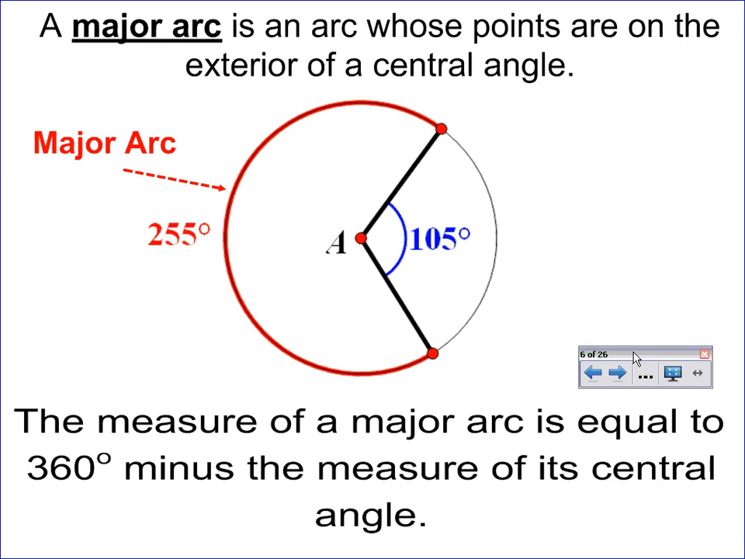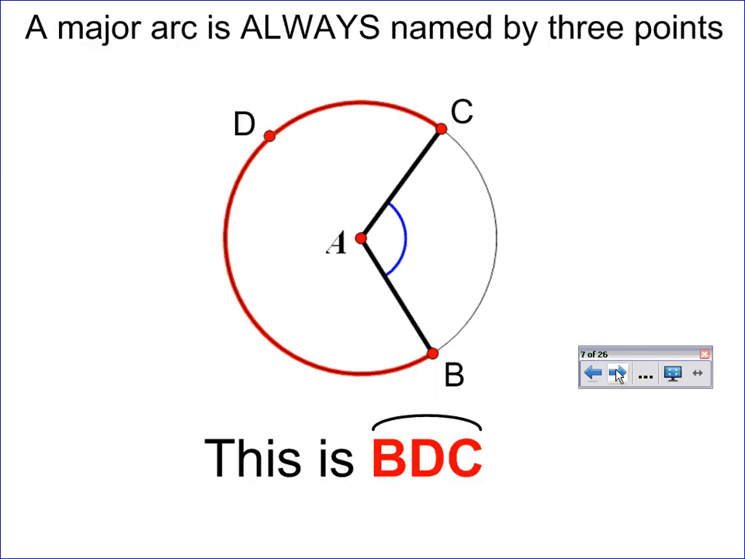A major arc is an arc whose points are on the exterior of a central angle. The measure of a major arc is equal to 360 minus the measure of its central angle. A major arc is always named by 3 points. This is arc BDC.